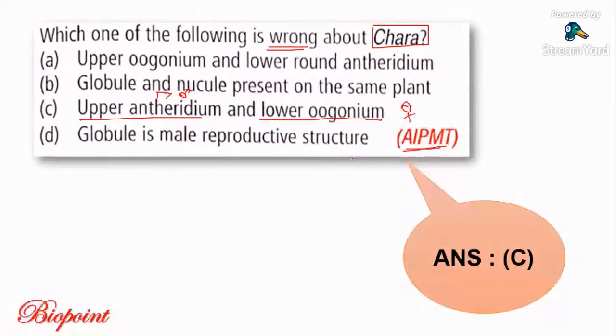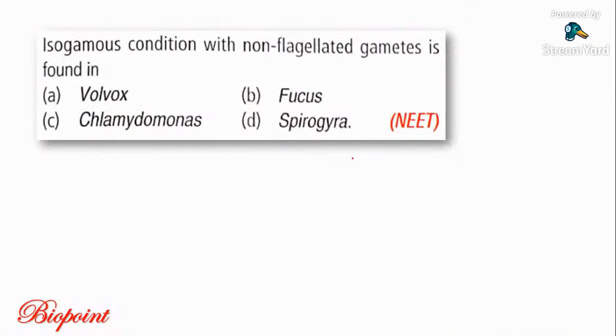Next question. Isogamous condition with non-flagellated gametes is found in Volvox, Fucus, Chlamydomonas, Spirogyra. NEET previous year question. Isogamous condition with non-flagellated gametes is found in Volvox, Fucus, Chlamydomonas, and Spirogyra. Previous year NEET MCQ. Answers on the chat box fast.